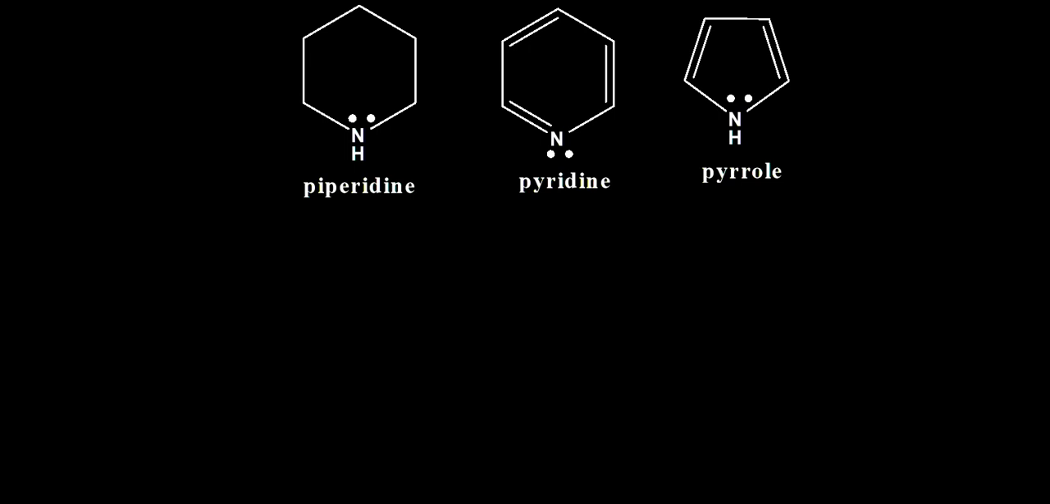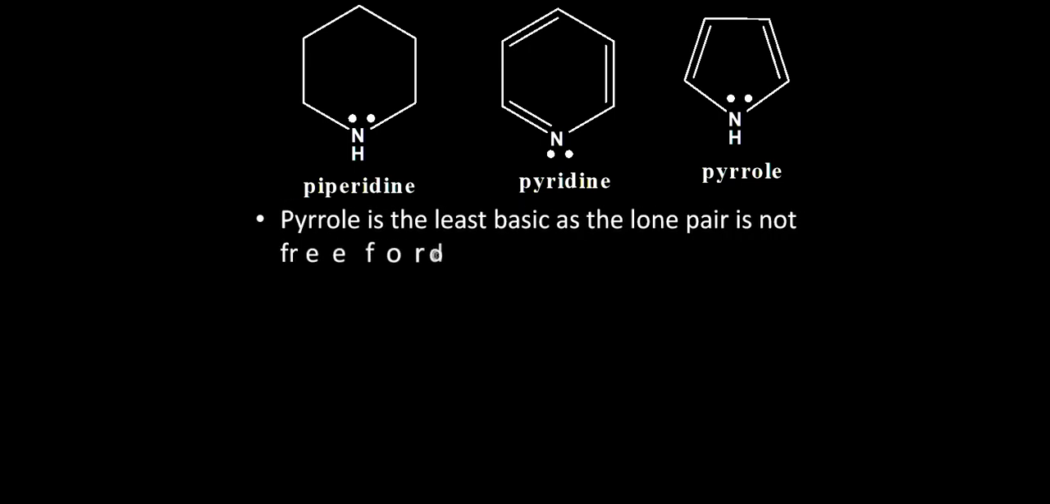Now, if you look at the structure of these three compounds, you can clearly see that in pyrrole, the last one, the lone pair is involved in resonance with the pi bonds. So the lone pair will not be free to be donated to other molecules. Pyrrole is the least basic as the lone pair is not free for donation, as it is involved in resonance. You can easily draw the resonating structures. If the lone pair is involved, obviously it will not be available, so it will not be donated easily. So it will be the least basic.